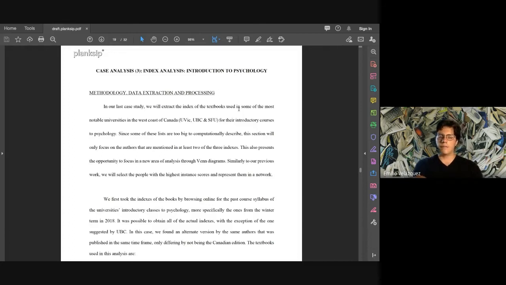Basically, it's kind of the same idea that we did. We grab different textbooks, we extract the index from them, and we run them through the filter. However, in this case, we did it with UVic, UBC, and SFU. Like you said, just because we're centered in the West Coast of Canada, and just because they also present a very good opportunity for analysis.